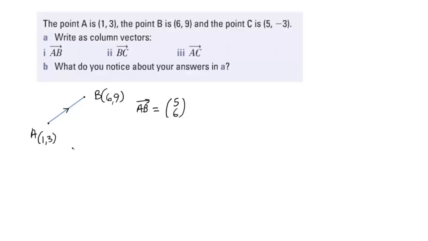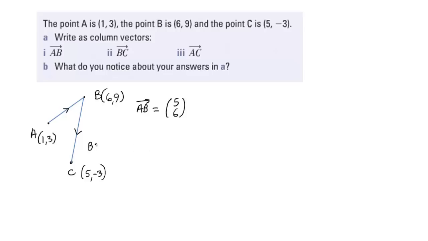Let's put point C down here. So the vector BC is represented by this line here. Again, this isn't a scale diagram. If I was going to do it accurately, I would plot these on coordinates. It's just for the sake of an illustration.